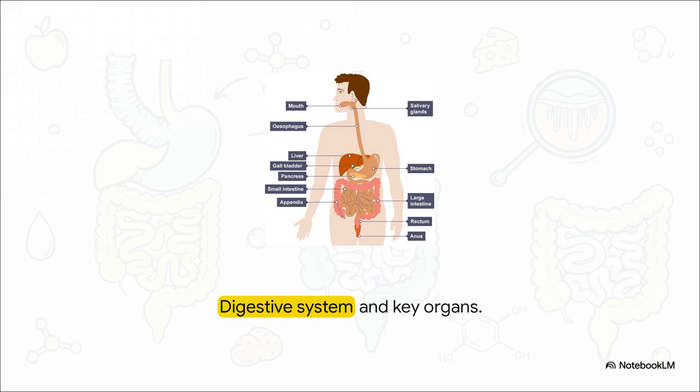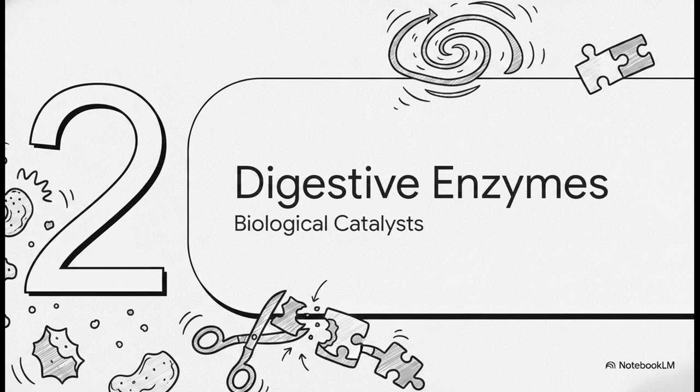So the crucial point is that the food follows this continuous tube. But notice the liver, gallbladder, and pancreas sitting just off to the side? Food never actually passes through these accessory organs, but as we're going to see, we absolutely could not digest our food without them. Moving on to section 2, digestive enzymes, our biological catalysts.